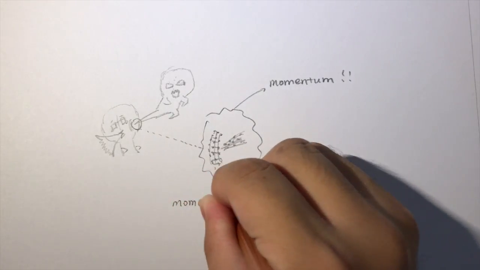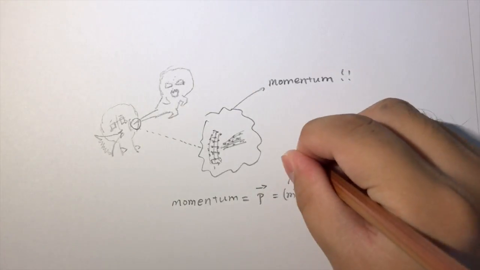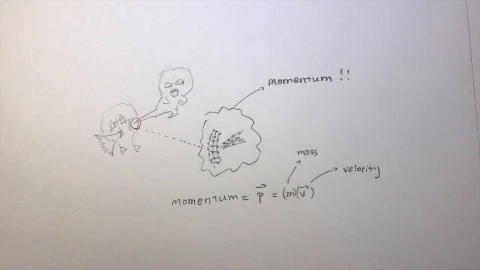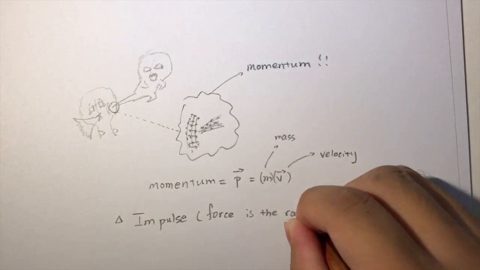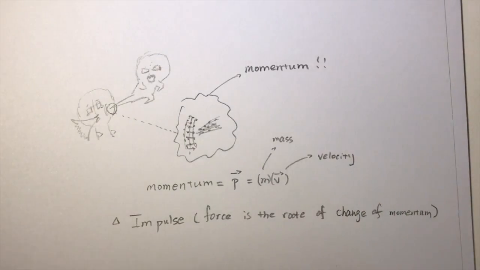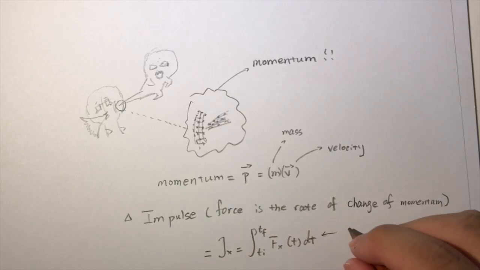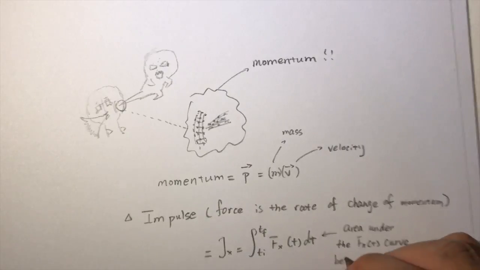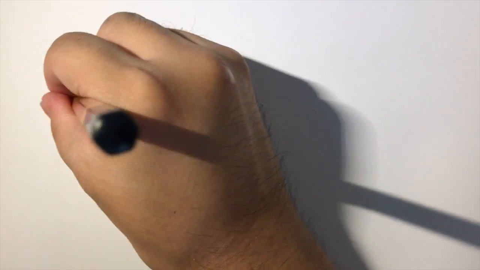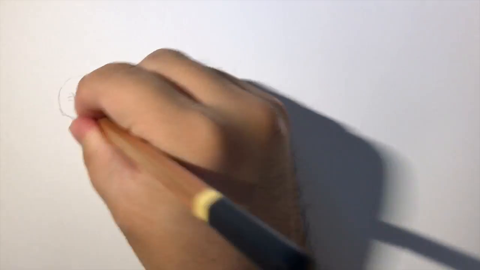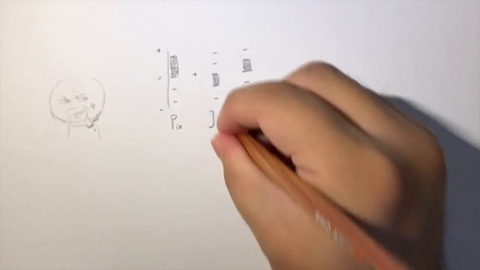Well, we can use a formula to describe momentum, which is momentum equals mass times velocity. Moreover, impulse is the rate of change of momentum. It is the area under the function curve between t1 and t2. Then, there is an easy way to show the amount of change in the momentum by using a momentum bar chart.